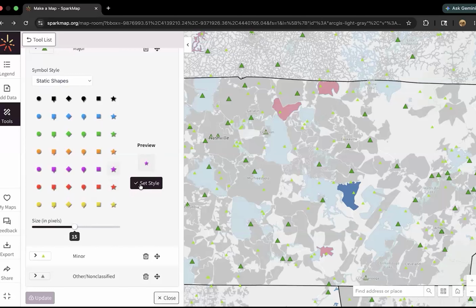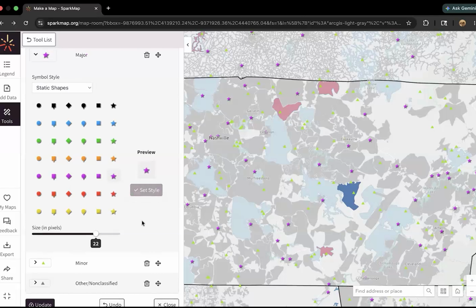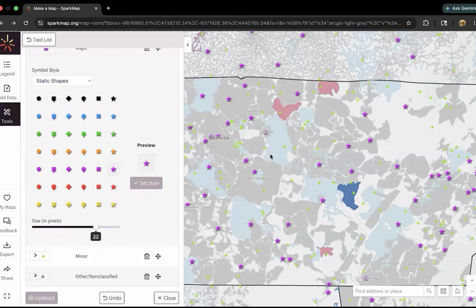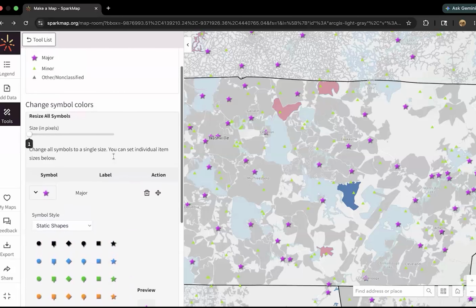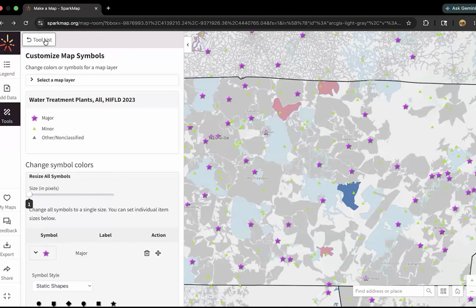for those. And then same as I did before, I'll click this update button down at the bottom left, and my update should process. I can also edit the size because these points are a little small. So I can slide this way up, set my style, and update. And now those larger treatment facilities, or major treatment facilities, are bigger on my map than my other ones. And so I could continue by making the minor ones even smaller to give a better contrast, or doing whatever I like there.